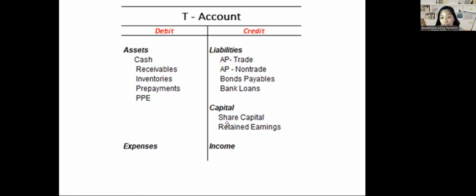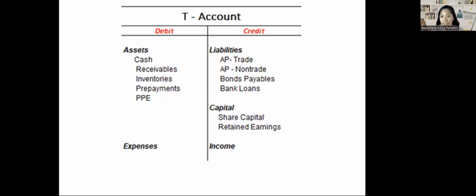Since retained earnings is a capital account, its normal balance is credit, and every time the company results in net income, it is under a credit balance. Also, every time the company incurs expenses, it will be deducted from the income. Its normal balance is debit. I will further explain it in the next part.